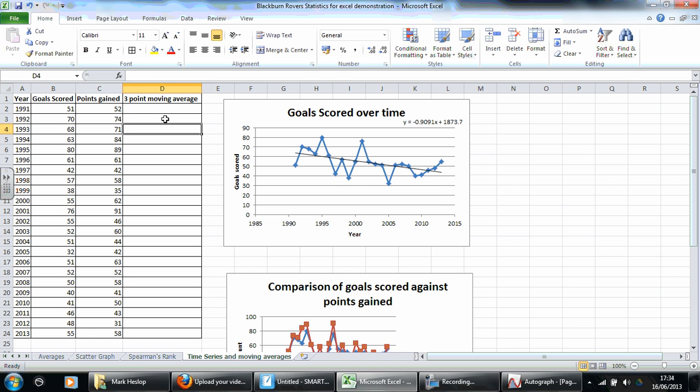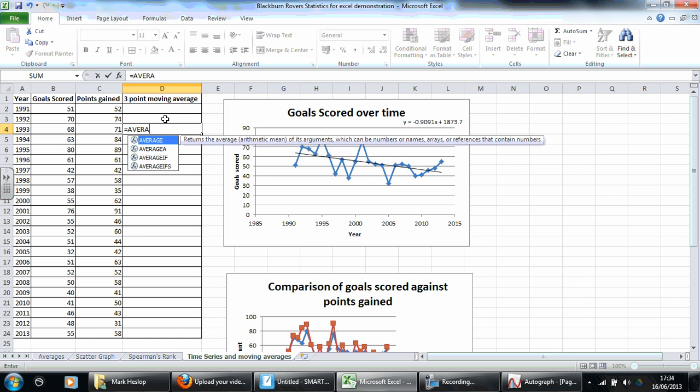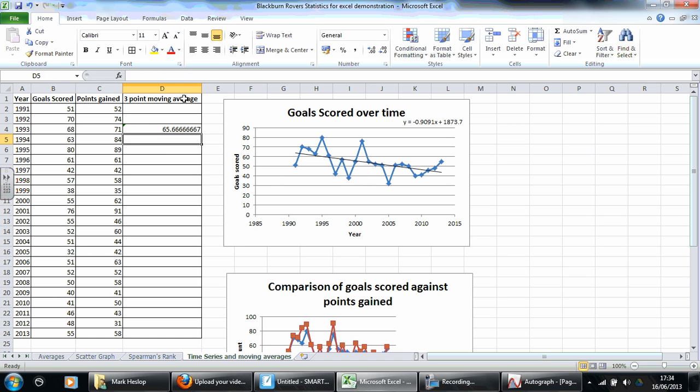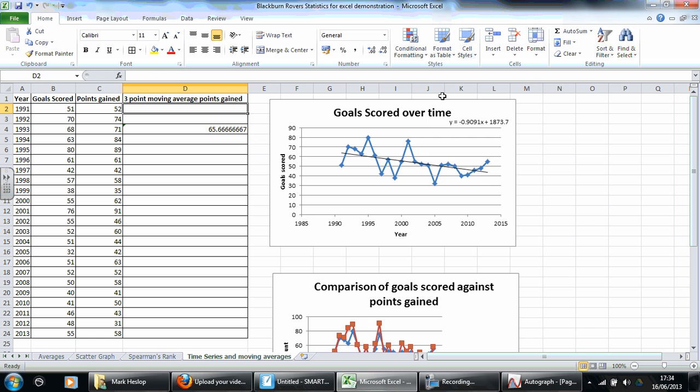So I'm going to do a 3-point moving average, and that's quite easy to do. But remember, it's just a mean. So remember from earlier, that is average. And the first 3-point moving average, I'll do it for points gained. It's going to be those three. I'll change the title, 3-point moving average, points gained. That's the first 3 bits of data.